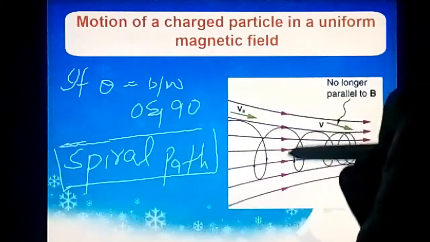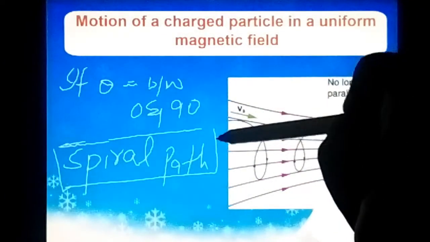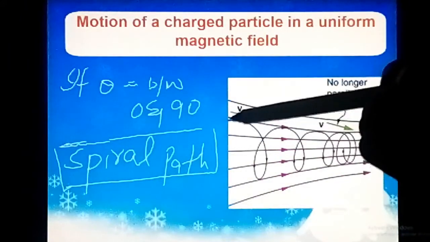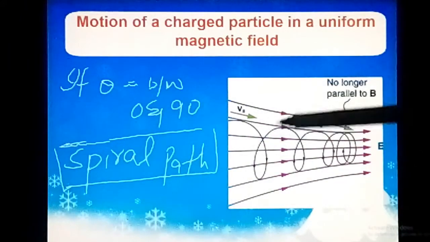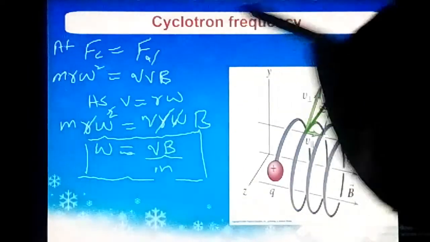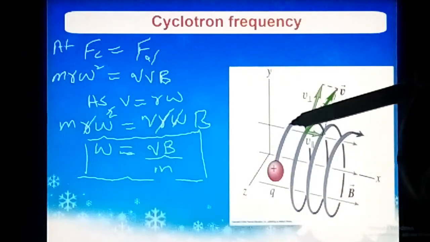As I told you, when the angle between V and B is between 0 and 90 degrees, there will be a spiral path. The motion of the electron will be in a spiral path. Dear students, whenever the electron has this path, there will be a frequency. This frequency is called the cyclotron frequency. Now, how do we calculate this frequency?